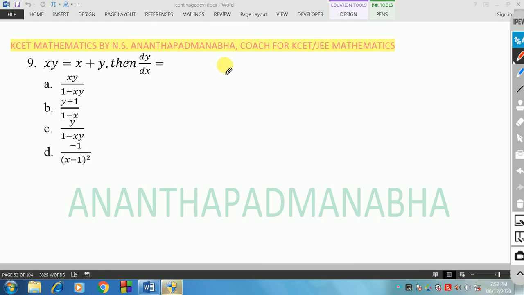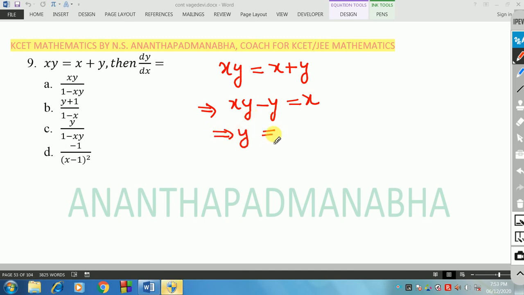Let us take the given expression xy is equal to x plus y. So this implies y is equal to x by x minus 1. Let us see how. I have to solve for y, so I will take y to the left hand side: xy minus y is equal to x. We will take y common, so that you will get y into x minus 1 equal to x. Therefore y is equal to x by x minus 1.